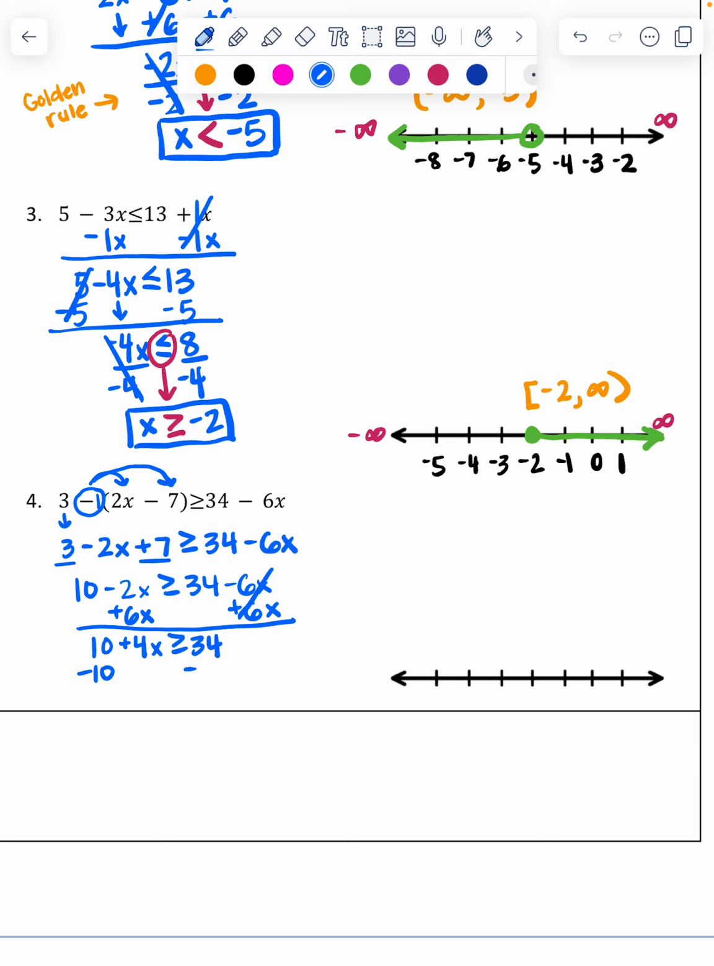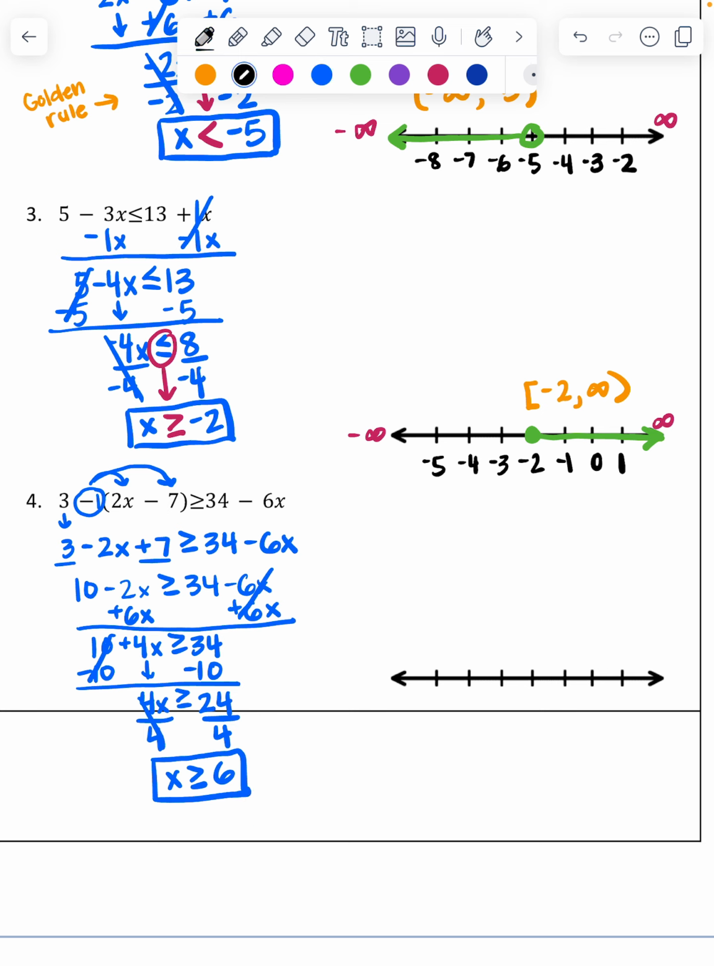Subtract 10, and I have 4x is greater than or equal to 24. Last step, divide by 4. This is a positive number, so I don't need to flip the inequality. It's going to stay greater than or equal to. So my answer is x is greater than or equal to 6.